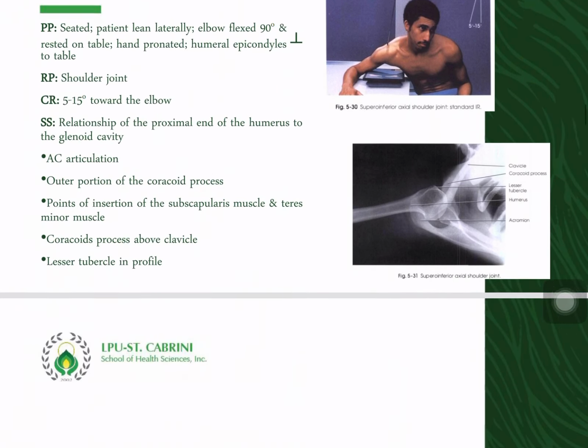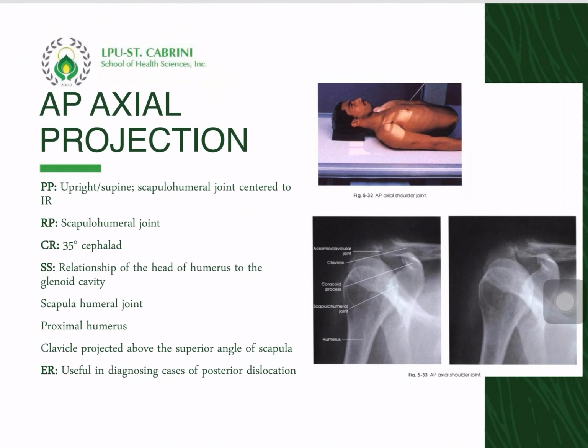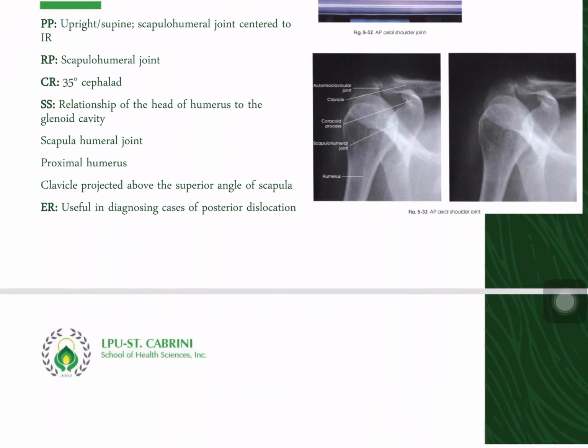The next projection is useful in diagnosing cases of posterior dislocation. It is the AP axial projection of the shoulder joint. The patient could be in upright or supine position; center the scapulohumeral joint of the affected shoulder to the midline of the grid. The central ray is directed at a cephalic angle of 35 degrees through the scapulohumeral joint.